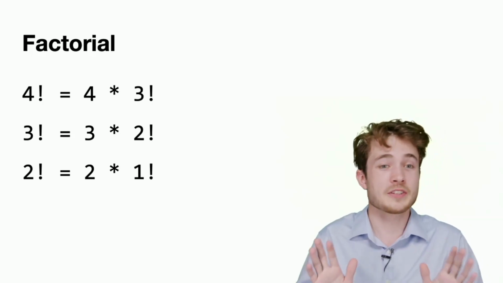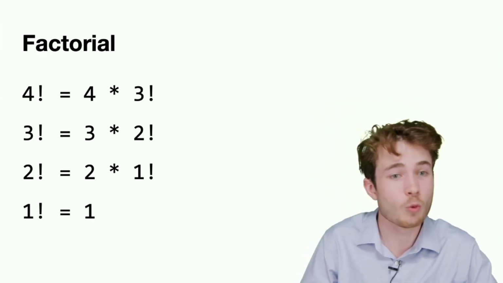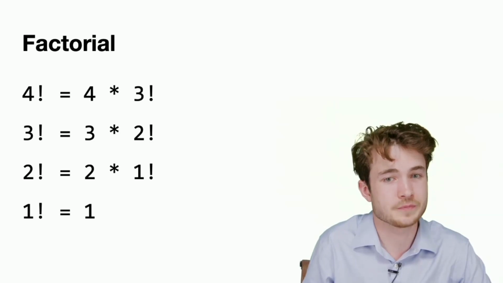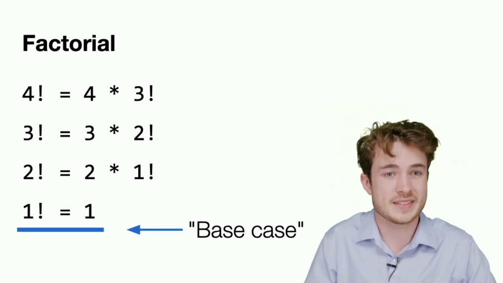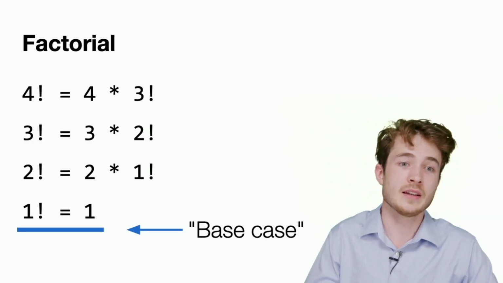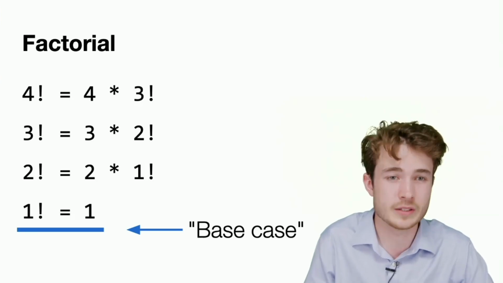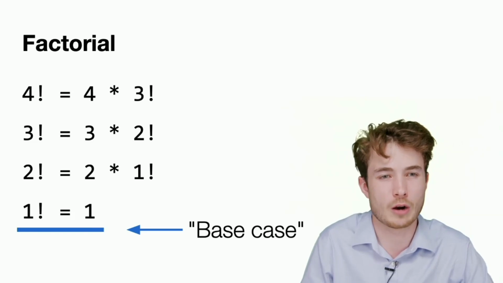At some point, we do have to stop here. Otherwise, we'll keep finding smaller and smaller problems and never end. Well, 1 factorial in this case is just 1. We know that for a fact. And so this down at the bottom is what's called our base case. This is the problem that we know how to solve just for a fact. 1 factorial is 1, no computation necessary, no need to break it down into a smaller problem.